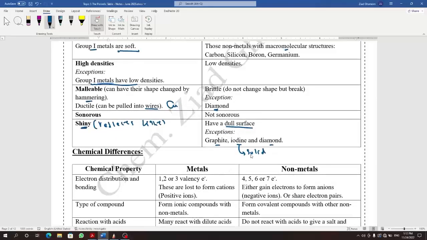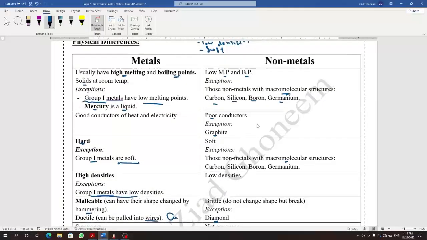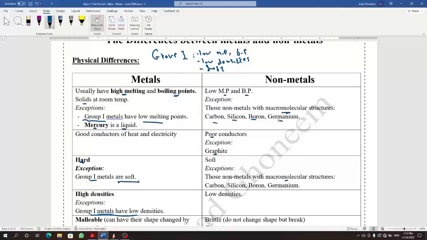Now let's talk about the chemical differences, but before we go into the chemical differences: for year 9 students, they may be asked to compare between metals and non-metals. But for year 10 students, they are usually asked to compare between group 1 metals and transition metals. So if you're asked to compare between sodium and copper, for example, or between potassium and iron, of course you're going to have to mention these three properties because these are the main differences or the exceptional characteristics that group 1 metals have.